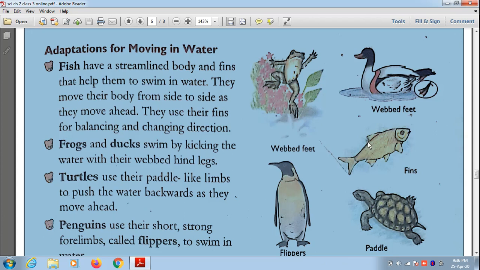Whether it is in water or in air, they move their body from side to side as they move ahead. They also use their fins for balancing and changing the directions.